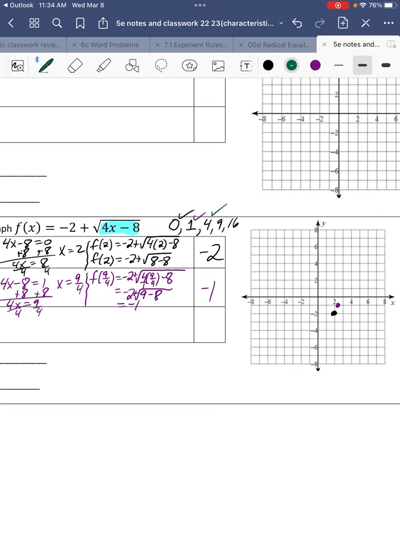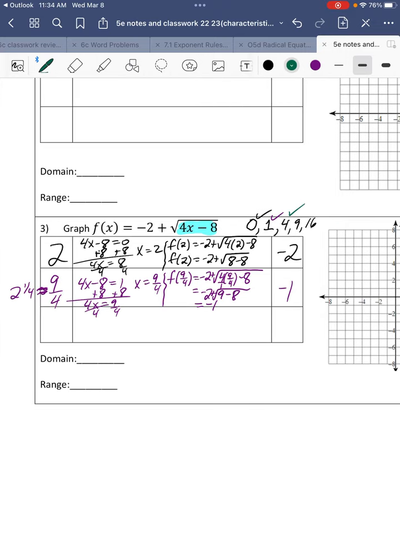There's another point. Now the last one I want to do is 4. So I'm going to figure out what number can I put in for x to equal 4. And some of you might already know this, that's fine. And if you know it off the top of your head, you don't have to solve this. But if you don't, here's a way to do it. So divide by 4, and the x is going to equal 3. So our x is 3.